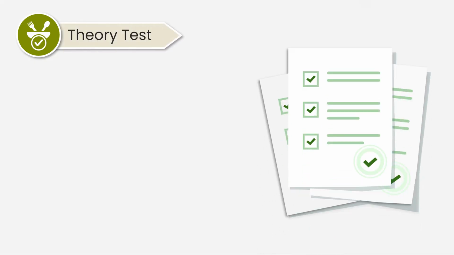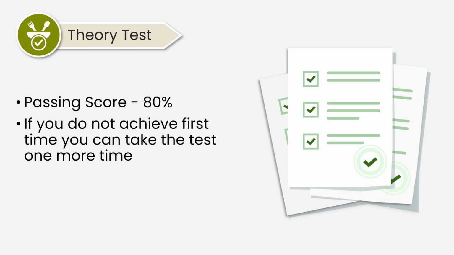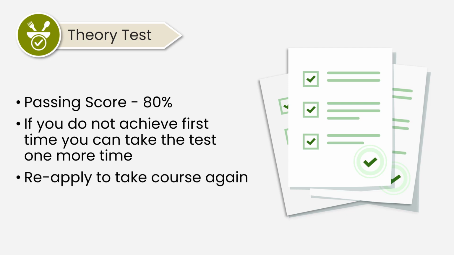End of course theory test. After you have completed all 6 of the subject modules, you will unlock the end of course theory test. This is a multiple choice test. You must score 80% or higher to pass the end test. If you do not achieve this score the first time, you can take the test one more time. If you fail this a second time, then the course will be locked and you will need to contact Human Focus to reapply to take the whole course again.